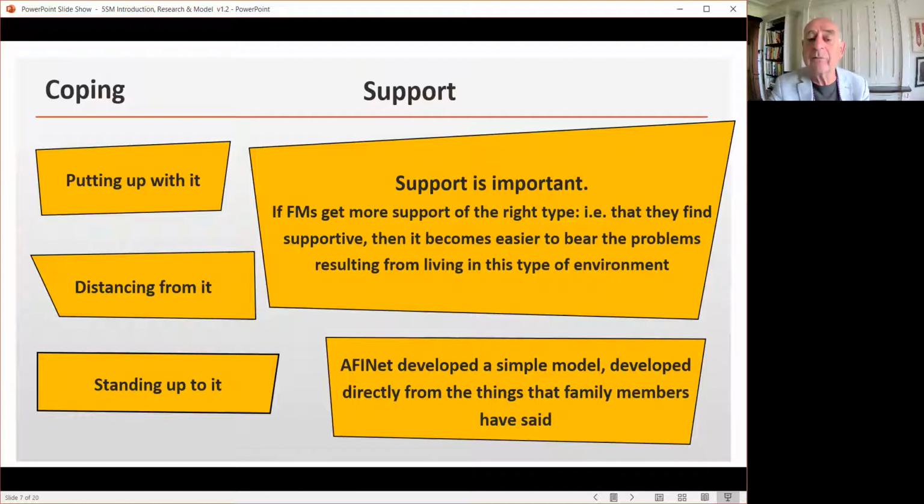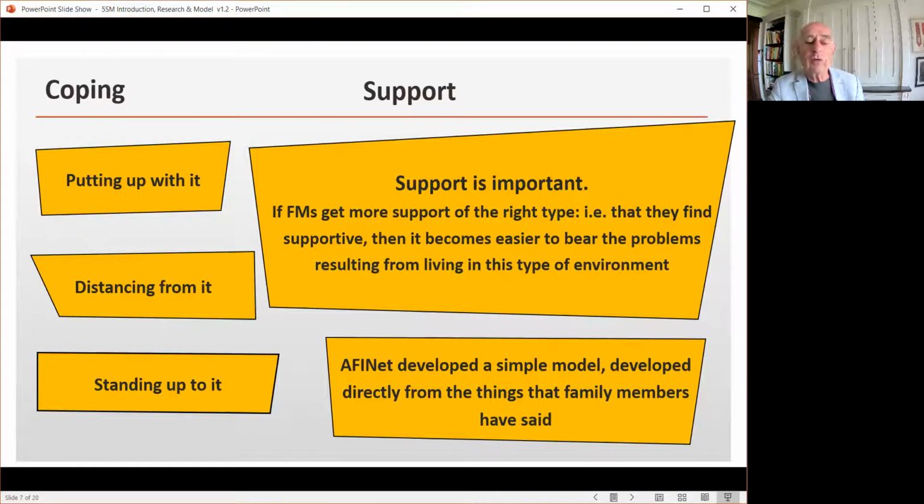And the other thing that we found from all of these interviews is that support is important. We found that if family members got support of the right type, and by that I mean, and this is going to sound odd, support that they find supportive. Now, you may think that that's tautologous, but it's not, because some people receive support which the person who's offering it thinks is going to be supportive. The issue is not the intention of the person who's giving the support. The issue is the person who's receiving it, and do they feel it's supportive? But if family members get support which they feel is supportive, then they find it's much easier to bear the problems resulting from living in this type of environment.